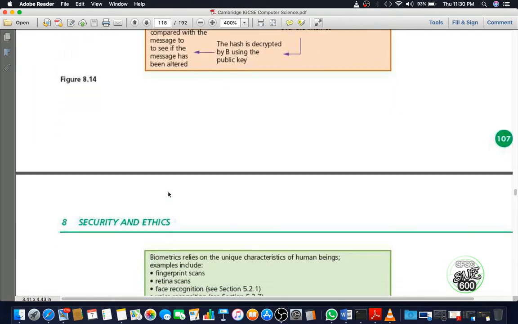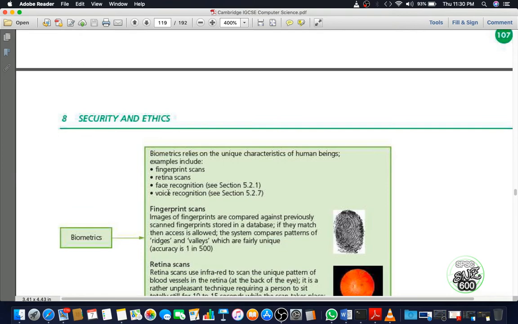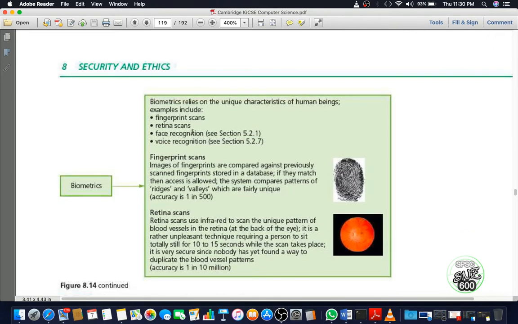Now we will go with the next topic, that is biometric. For the definition, biometric relies on the unique characteristics of human beings. Examples include fingerprint scans, retina scans, face recognition, voice recognition. For these two they have given the page number. I will give you a note for these topics, explain you. Let me read it first from here.